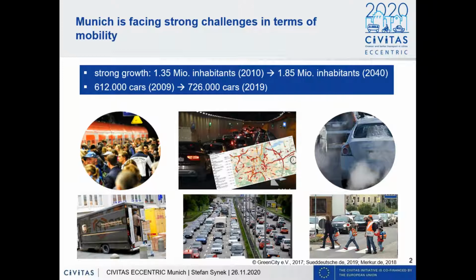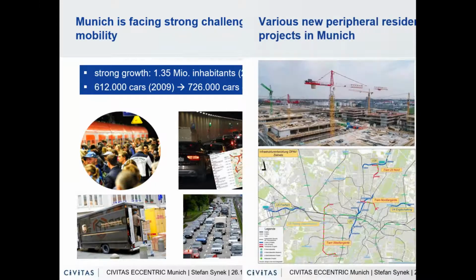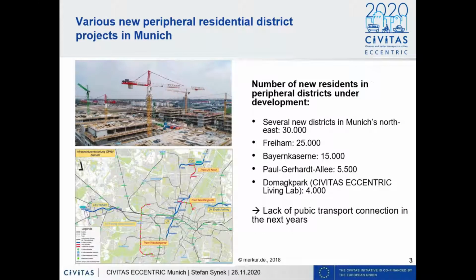Air pollution and possible political restrictions, the traffic safety, of course, and also with the pandemic, we see more and more problems with logistics and parcel delivery. So we know there is something to do. We have to take action, especially when we look at the future, what's going on in the outskirts around Munich. With regard to new residents in the peripheral districts under development right now, we will have increased problems in these districts.